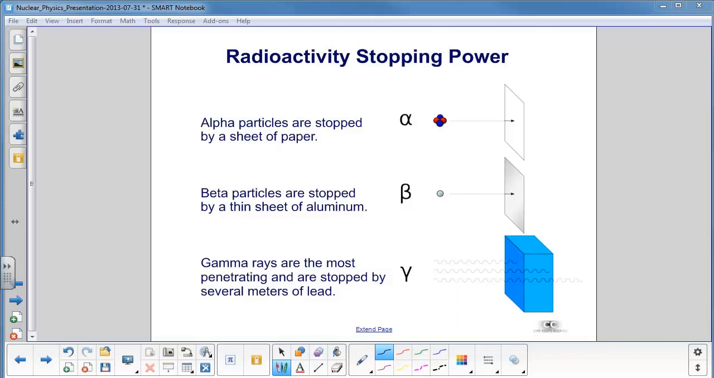The problem is if you ingest them. If there's alpha contamination somewhere around on dirt or whatever and it gets inside your body, you're not protected from the alpha particles on the inside. Your skin is very tough. The inside part of your body is not. So swallowing something that's emitting alpha particles would be very dangerous to you.